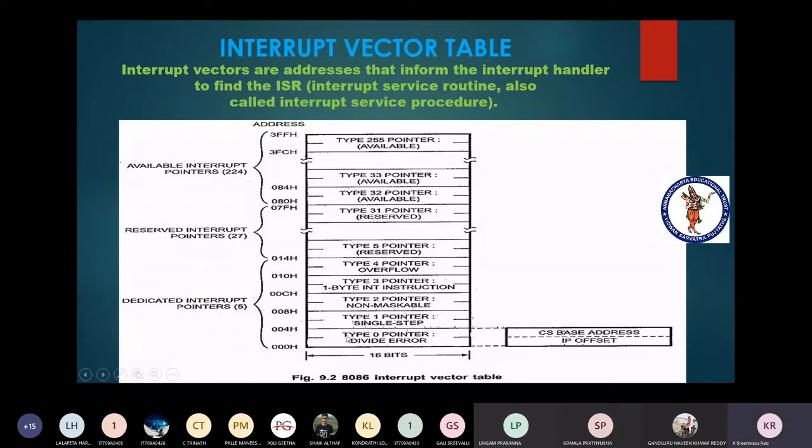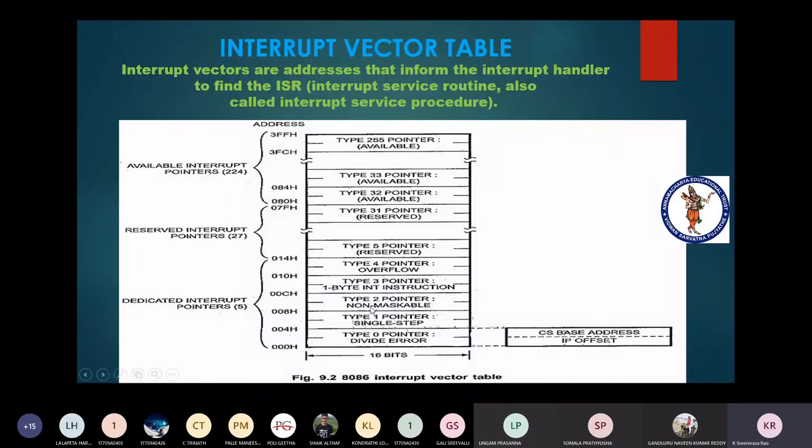The second one is the single step interrupt. Single step interrupt is nothing but a trap. Whenever you need to debug a program, to identify the errors, the processor must enter single step mode. Whenever the processor enters single step execution, for every instruction executed, one single step interrupt is generated. Such an environment requires the trap flag to be equal to 1.